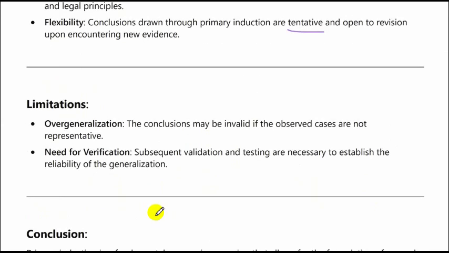What are its limitations? The conclusion may be invalid if the observed cases are not representative. Very important. If the data set does not completely represent the class, then the conclusion will be invalid. Subsequent validation and testing are necessary to establish the reliability of the generalization.